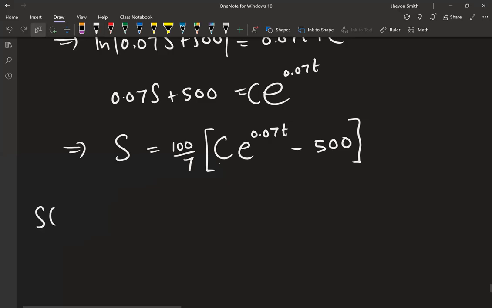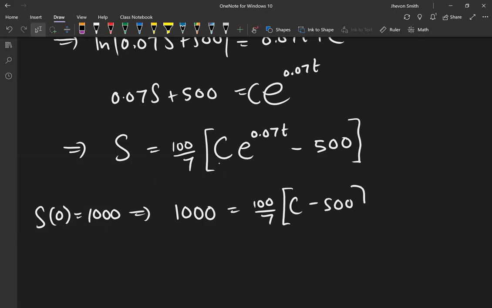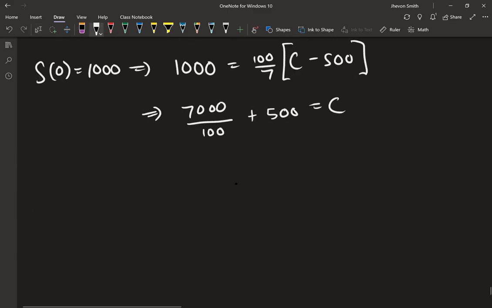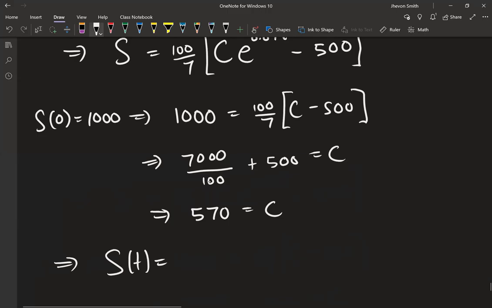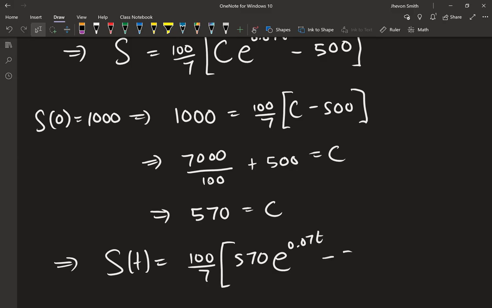Now we can apply the initial condition. This means I have 1,000 on this side whenever my t is 0 on that side. So this would mean 7,000/100 plus 500 is going to be equal to C. So that is 570 is going to be C. And then I would go back and plug that into my S of t. So my S of t is 100/7 times (570 e to the 0.07t minus 500).